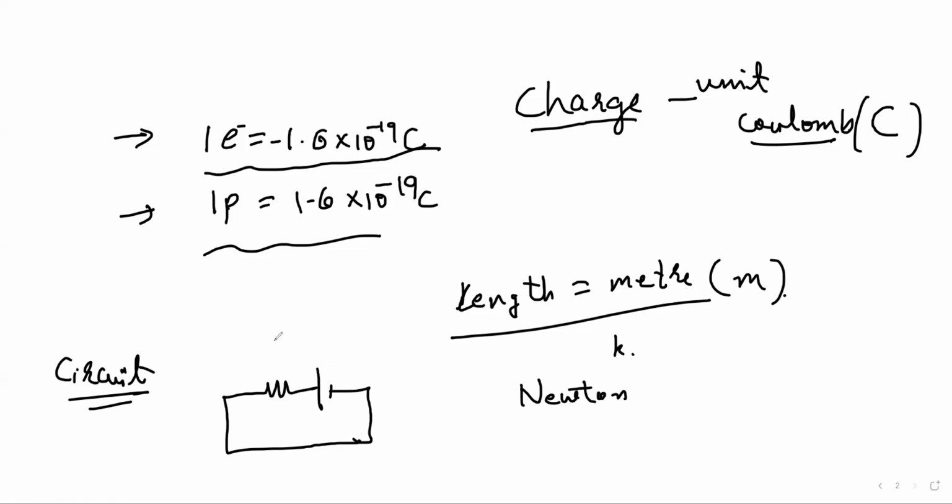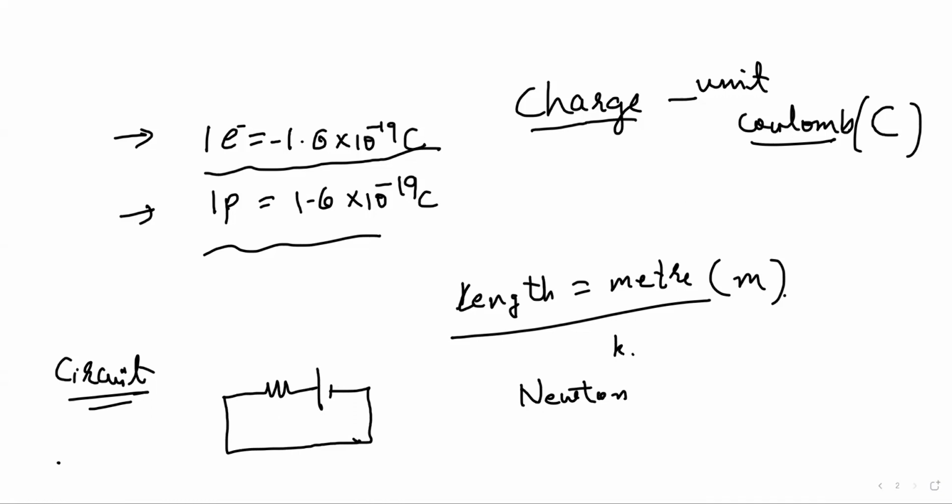So we need a closed continuous path. Then only we can say it is a circuit. So how to define circuit? Give me the statement. It's a path of the flow of electric current which is closed. It should be closed in order for the electricity to flow through it.